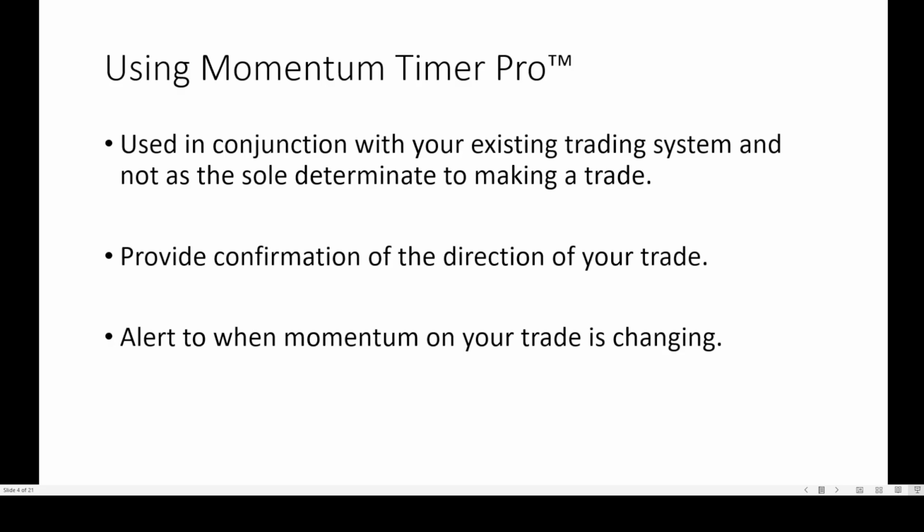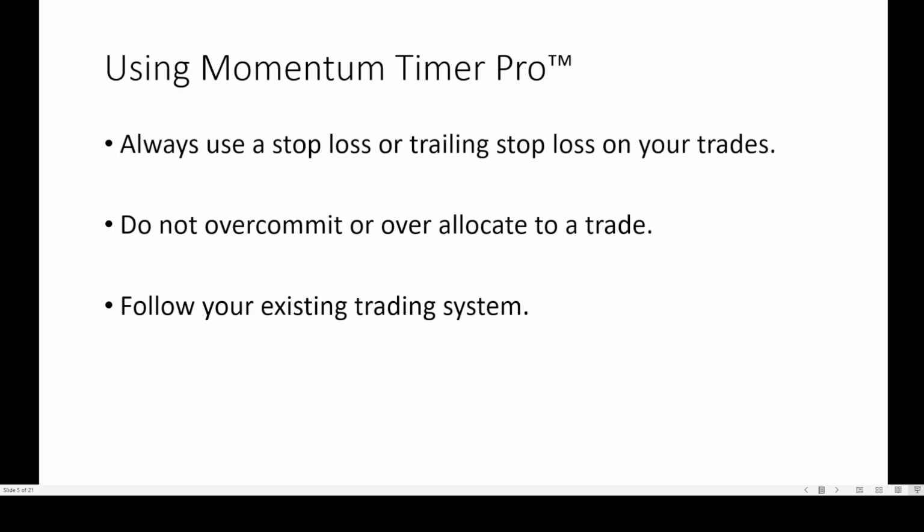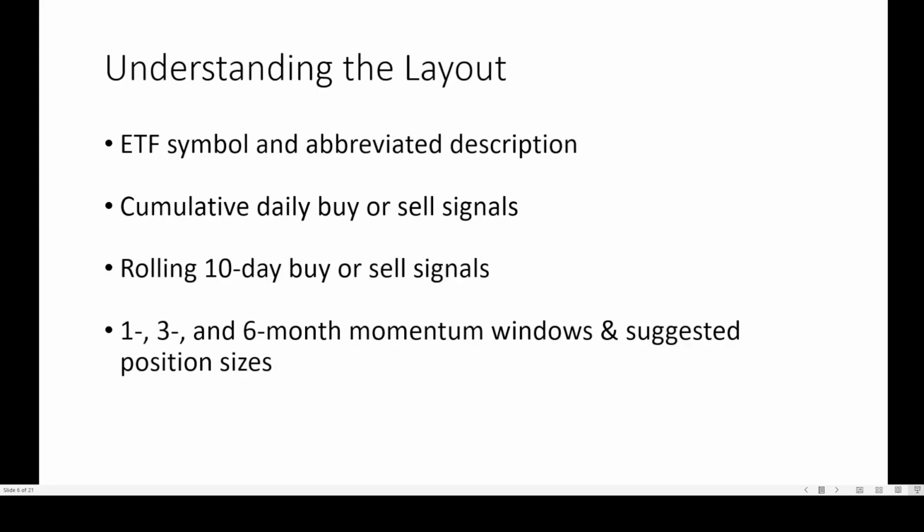As you go long, it should validate that with consecutive buy signals, and if you're short, it should validate that with consecutive sell signals, and it should alert you to when momentum on your trade is changing. You want to always use a stop loss or trailing stop loss on your trades. You should not overcommit or over allocate to a trade, and you always want to follow your existing trading system.